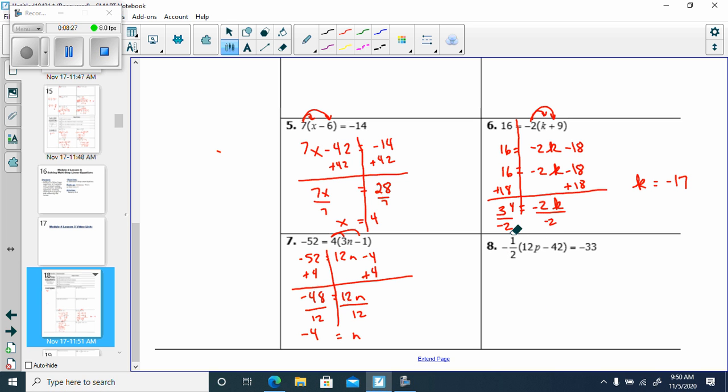And then on number 8, guys, you're multiplying by negative 1/2. Think about what half of something is. Negative 1/2. 1/2 of 12 is 6, right? So that's negative 6p. 1/2 of 42 would be 21. Negative times a negative is a positive. Equals negative 33. To cross this equal sign, now this is as simple as it gets. To cross the equal sign, let's subtract 21 from each side. Negative 6p then is equal to negative 54. Divide both sides by negative 6, and p is 9.